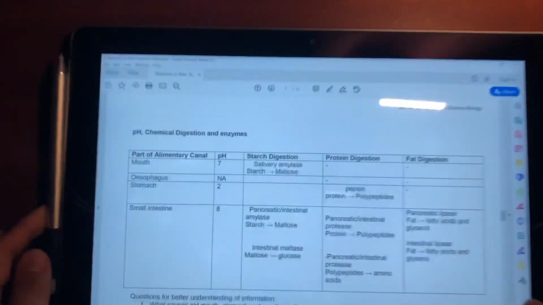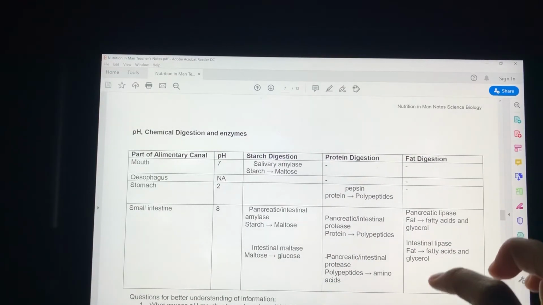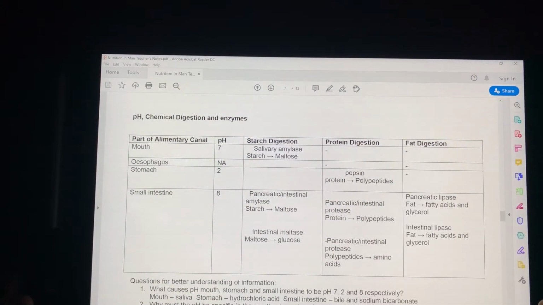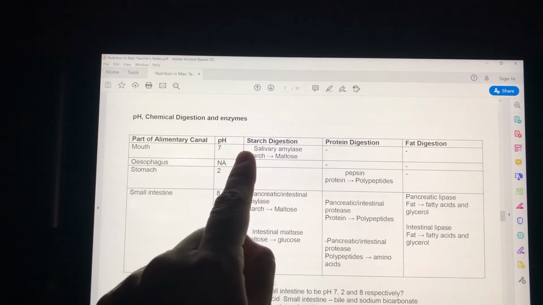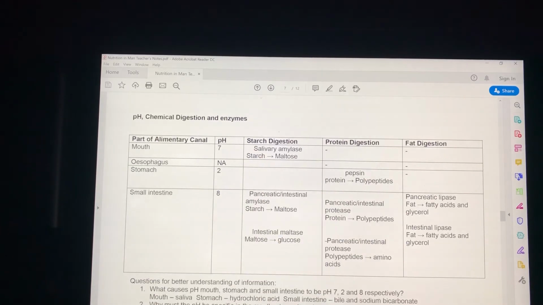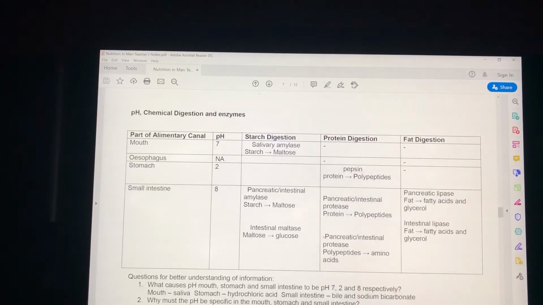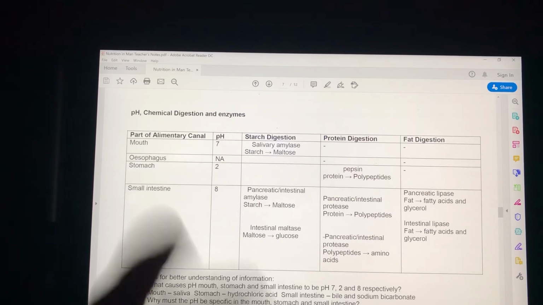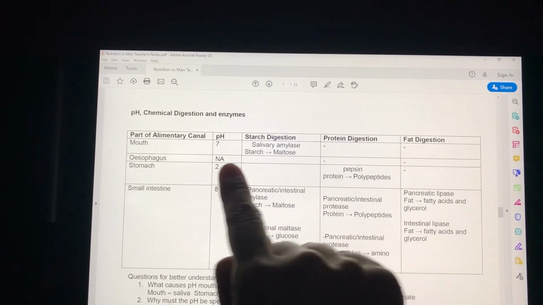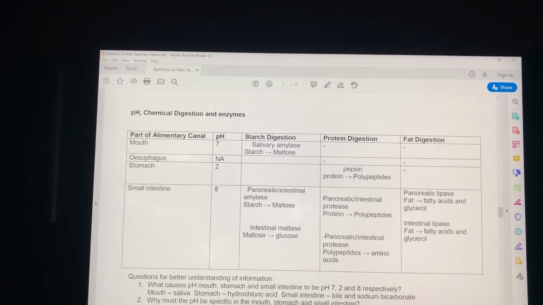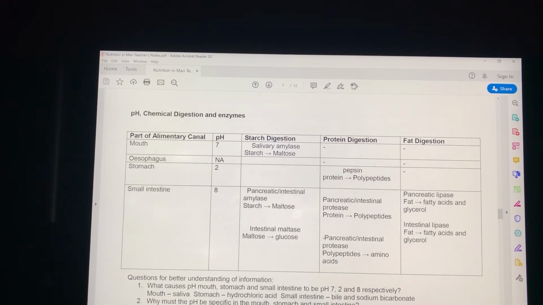So that is the reason why in this table, I represented the parts of where the starch, proteins, and fats are digested. When you see the line as a dash, it means it's not taking place. Not that it's not present there, it's not taking place because there is no enzyme in that part of the alimentary canal. Hope this helps you understand about the chemical digestion in the different parts of the alimentary canal.